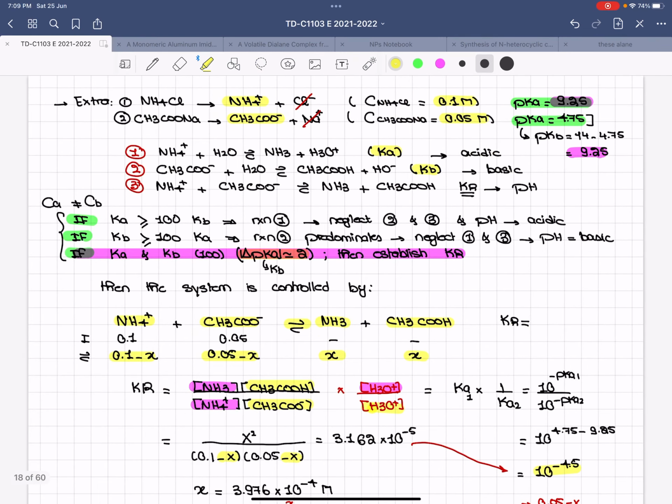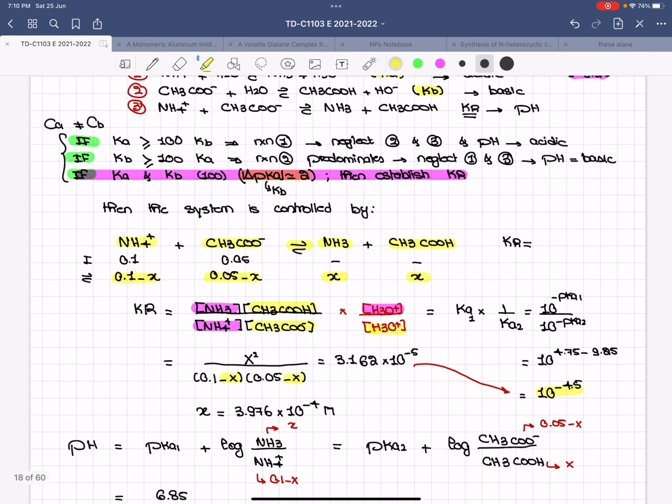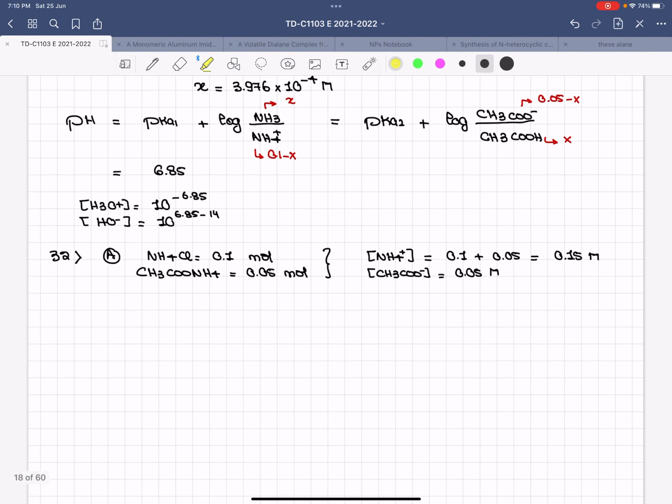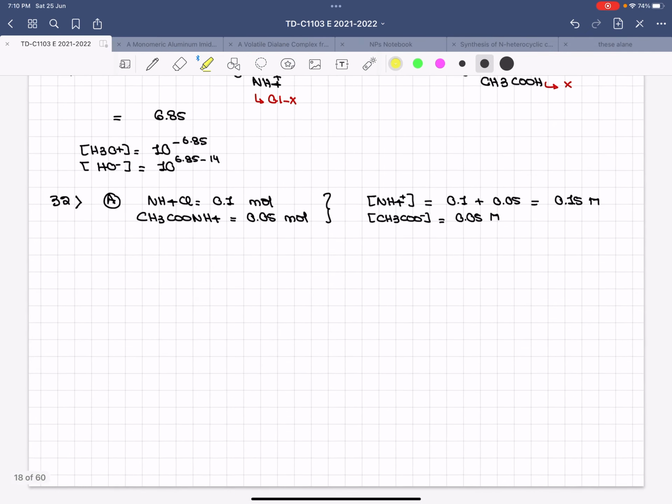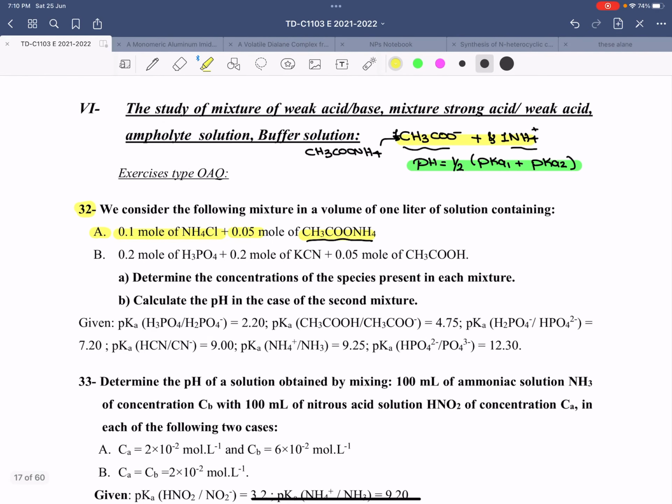If you remember in the last session, we did an extra where we took two species of acid and a base of different concentrations, and we found how to find the pH and the species of the solution based on these. Number 32 part A is the same as the extra that we solved. However, you have different concentrations from the ones we did.